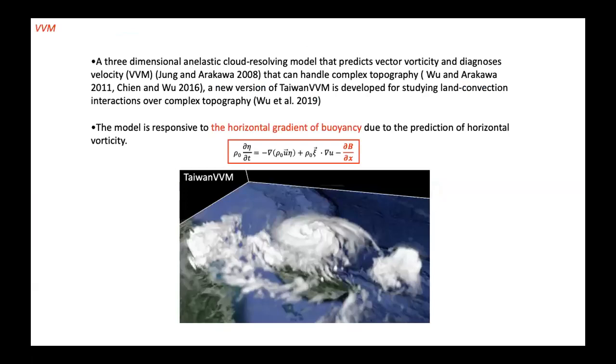So in this study, we use the VVM, the vector vorticity equation model developed by Jung et al. 2008, as a cloud resolving model to investigate this framework. The model is further developed by Wu et al. 2011 to include the topography, and Wu et al. 2019 to involve the land surface processes. The model is known for its prediction of horizontal vorticity, so that the model is responsive to the horizontal gradient of buoyancy as shown in the equation.